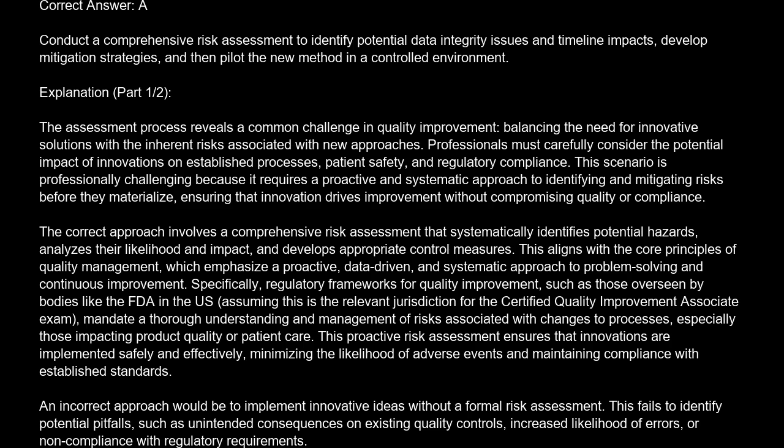Specifically, regulatory frameworks for quality improvement, such as those overseen by bodies like the FDA in the U.S., assuming this is the relevant jurisdiction for the Certified Quality Improvement Associate exam, mandate a thorough understanding and management of risks associated with changes to processes, especially those impacting product quality or patient care. This proactive risk assessment ensures that innovations are implemented safely and effectively, minimizing the likelihood of adverse events and maintaining compliance with established standards. An incorrect approach would be to implement innovative ideas without a formal risk assessment.